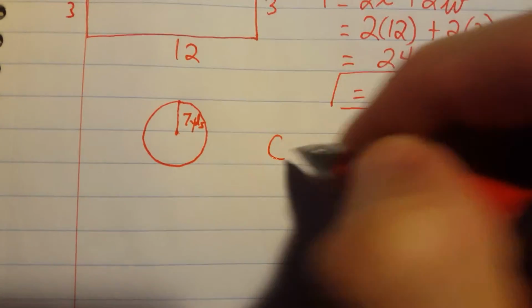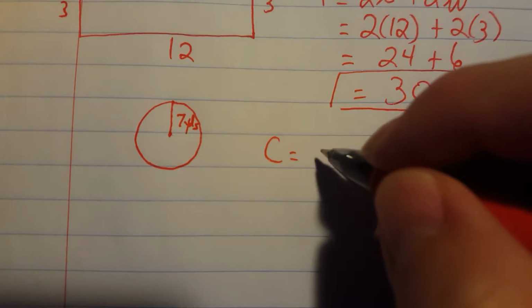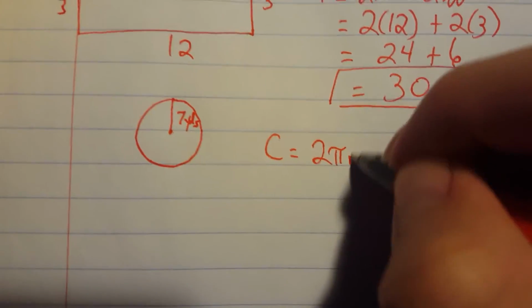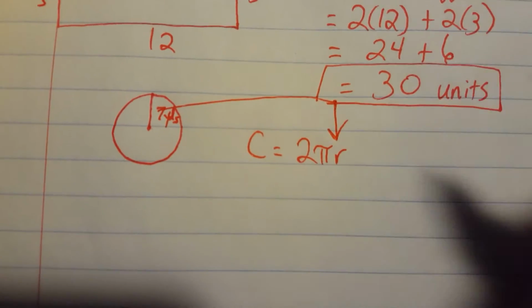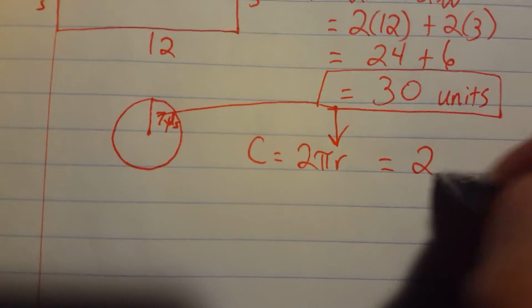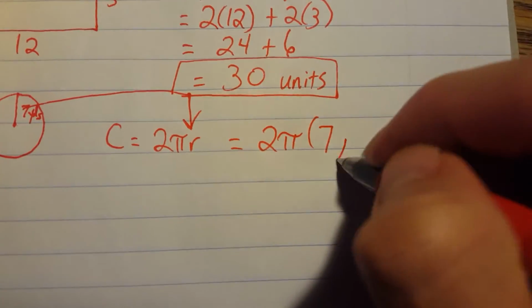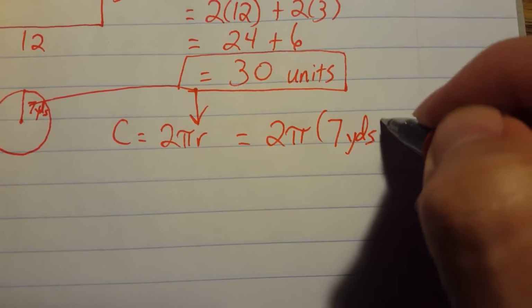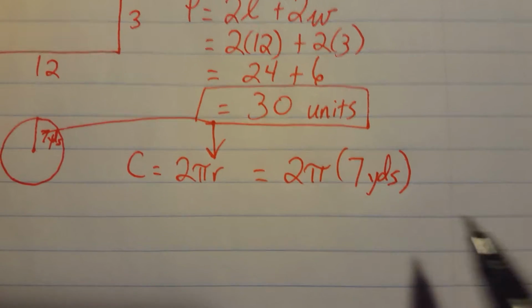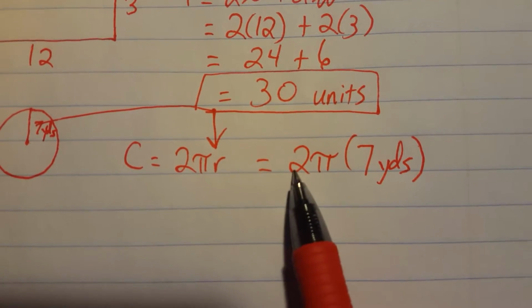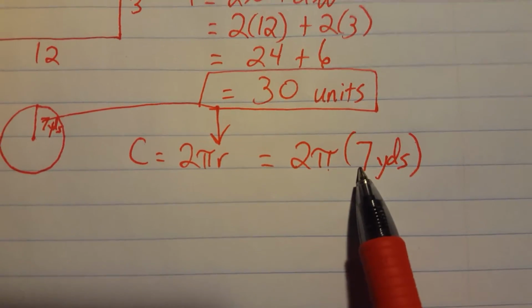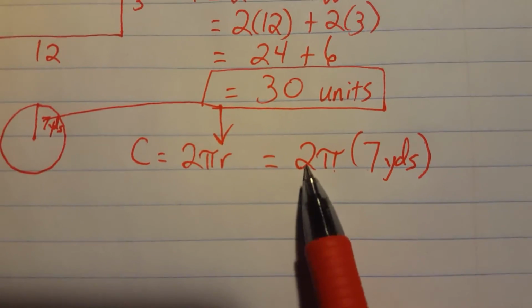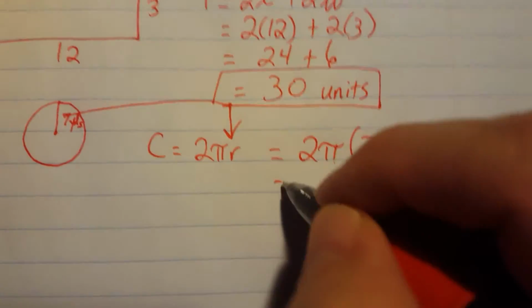Now I know the circumference, or the perimeter, of this circle is just 2 pi r. So all I have to do is take this 7 yards and plug it in right here, and I get 2 pi times 7 yards. You can multiply these in any order you want. You can do 2 times pi, then times 7 yards, or 7 times 2, then times pi. Up to you.